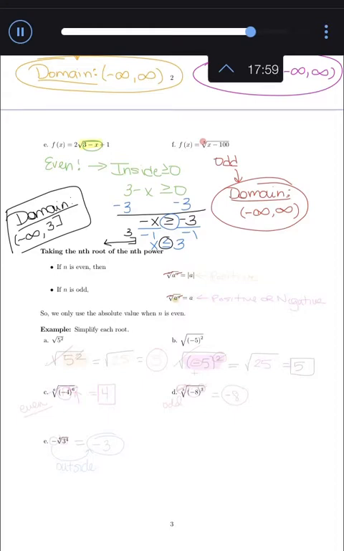If it's an odd root, the number can actually stay negative. If it's an even root with an even exponent, it will always be a positive answer. So if it's an even root, we can only get positive answers out because we're doing a positive exponent. However, if it's an odd, we can get a positive or a negative out.